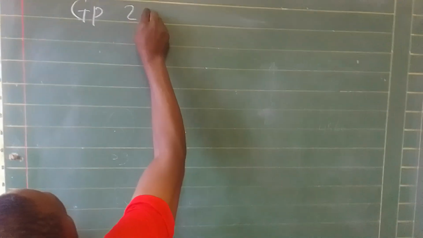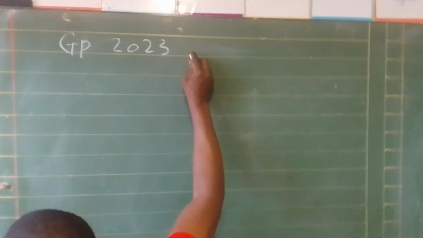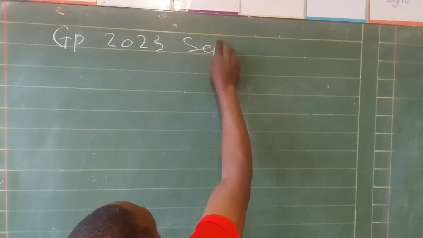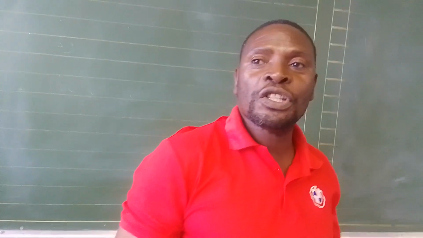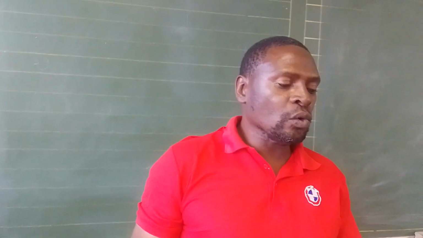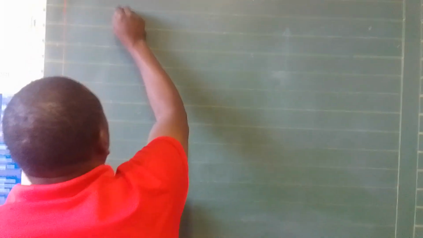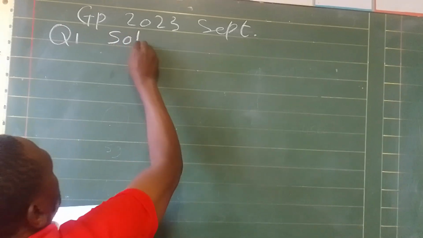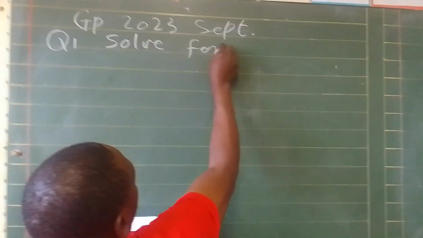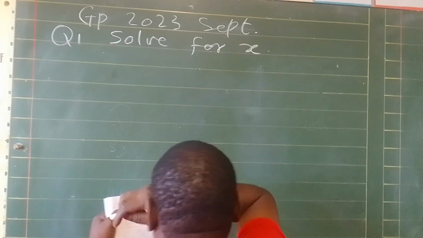It is from Gauteng, 2023 September. We are going to do paper 1 revision. Particularly we are going to go for question 1. They say solve for x. Question 1, solve for x.